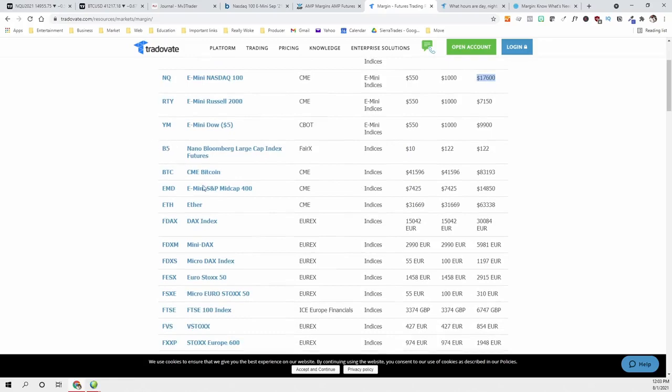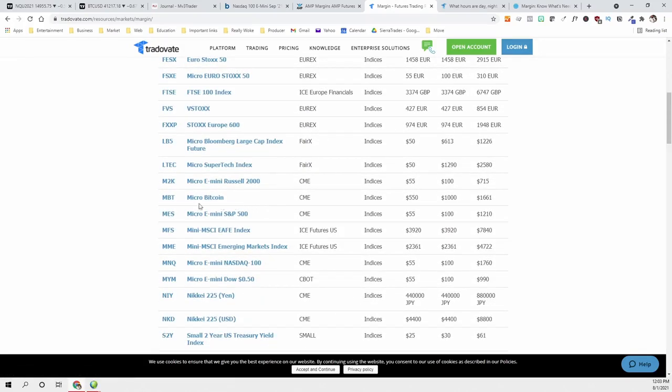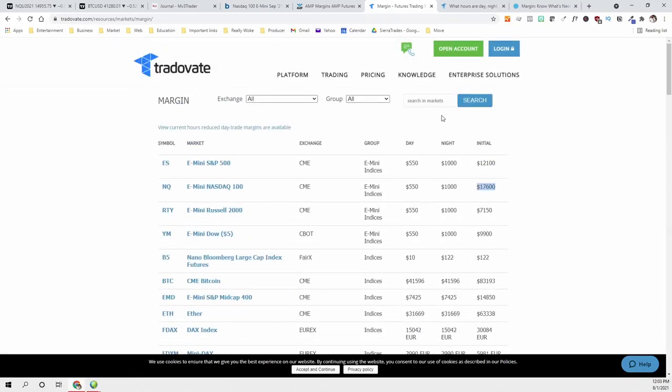Before I do that, let's go ahead and look at the MNQ. Where is MNQ? Here it is down here. So you only need $55 to day trade MNQ, and to do a night position, you only need $100 in the account. And for your maintenance requirement, you only need $1,760 in your account. All right. So now, what are we talking about with this day and night thing?